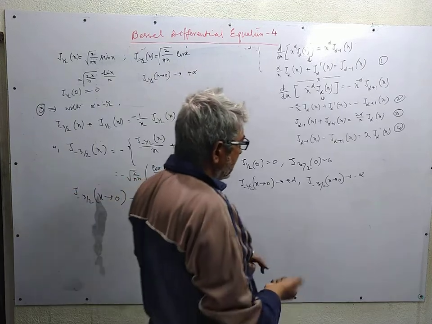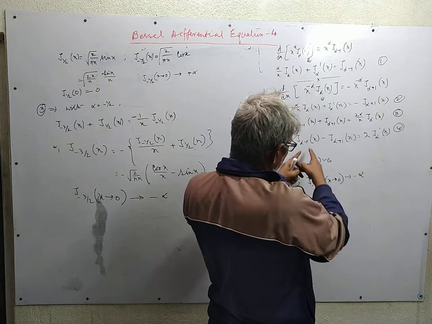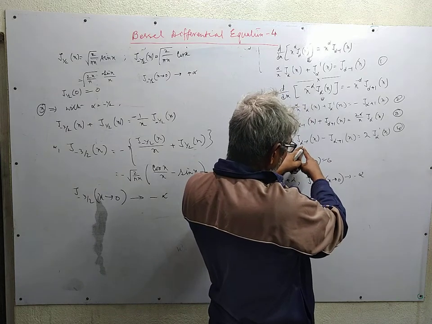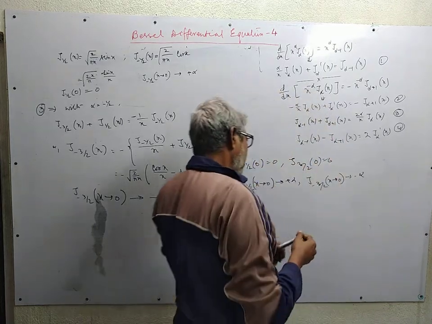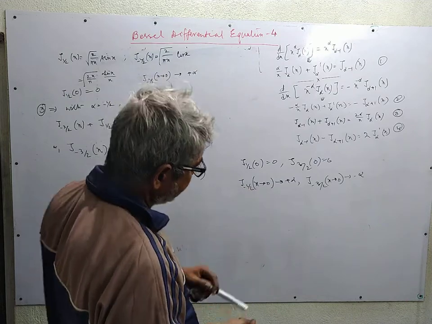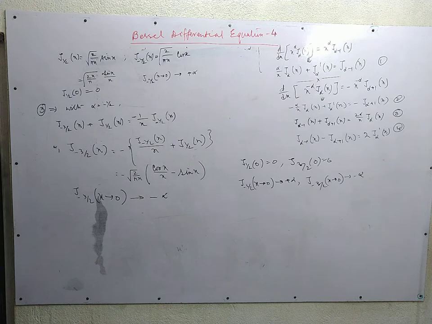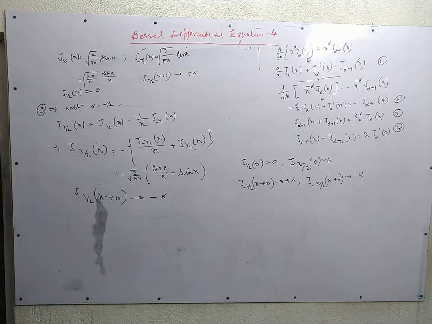We can also use alpha is equal to half in this relation and get a relation involving j of plus minus half with j of 3 by 2. Now with this discussion we switch over to the orthogonality relation of Bessel function that will be taken up in the next class.